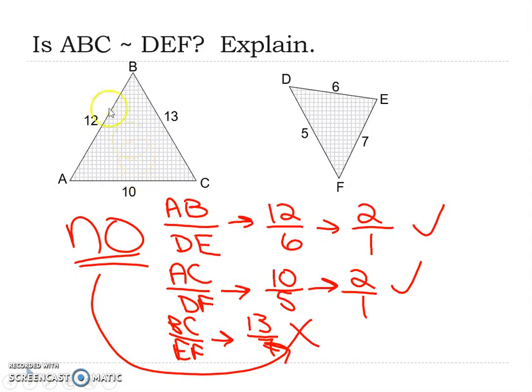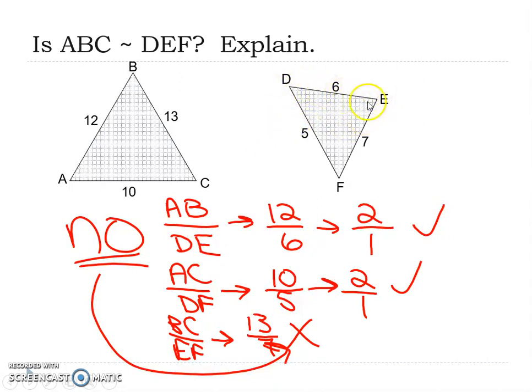Let's take a look at the next one. Is triangle ABC similar to DEF? And let's explain. If they have the same scale factor, then it is similar, but you have to check every single corresponding side. All three sides have to be proportional. So here you have AB that is corresponding to DE right here, because you kind of have to turn this. This is kind of turned, so you gotta bring this over here if you look at the shape.